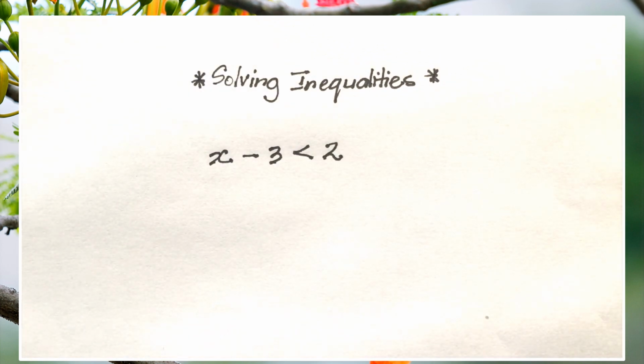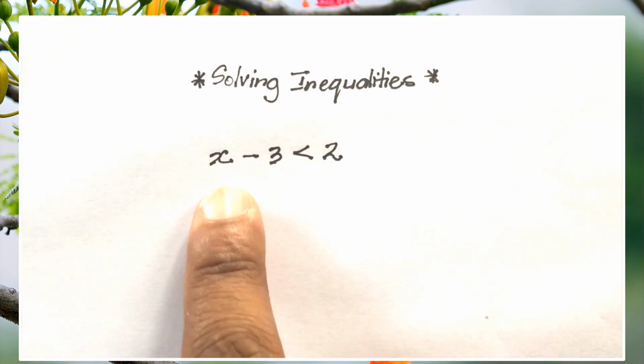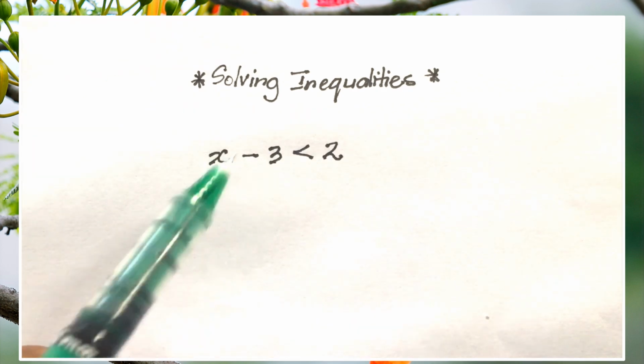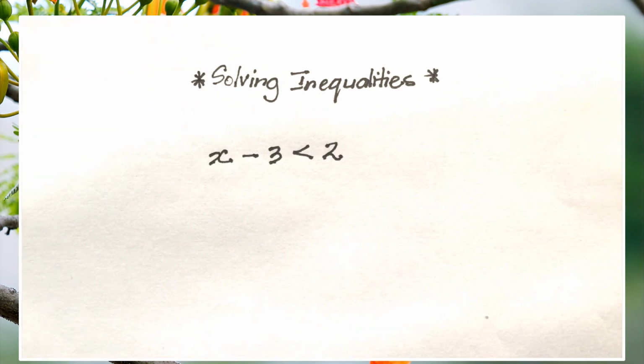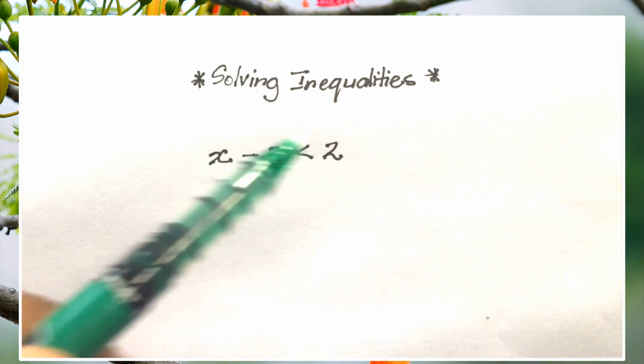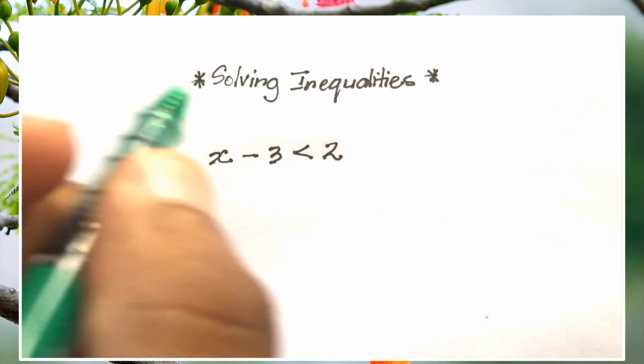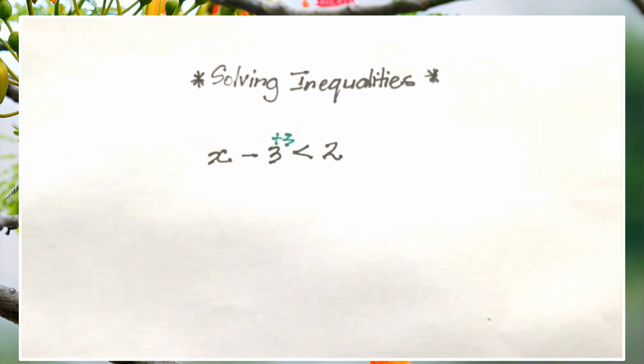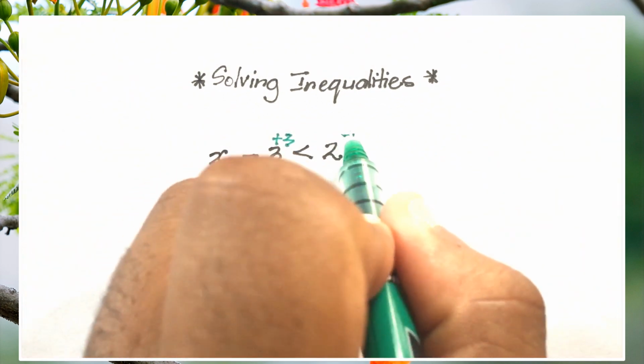The good news is, if you know how to solve equations already, guess what? You're halfway there. So we want x to be by itself, so we need to get rid of this minus 3 that's here. So we think about what's the opposite of minus 3. The opposite of minus 3 is adding 3. So we're going to be doing that on both sides of the inequality, just like a normal equation. So I'm going to add 3 to this side, and I'm going to add 3 to this side as well.